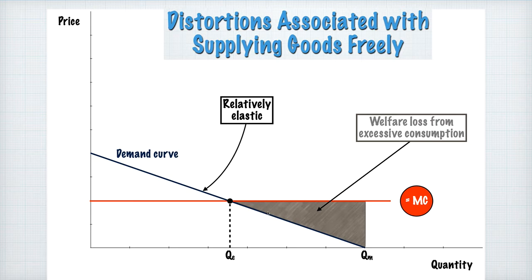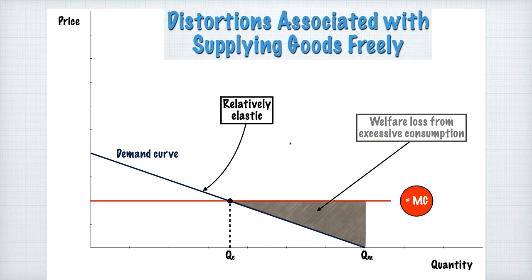So individuals are consuming items where the marginal cost is greater than the marginal benefit. So for every single unit from QE to QM, marginal cost is greater than marginal benefit, and that is the welfare loss from this excessive consumption. So make a note of the size of this particular area.